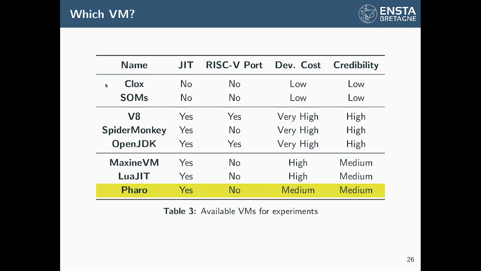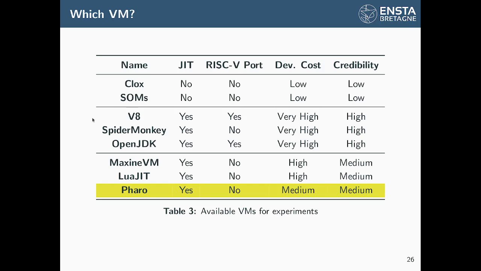If you read the book and follow along, you will have a VM in C that's able to understand the LOX language. The issue with these two is that they don't have a JIT and they don't have a RISC-V port. But basically the development cost would be low because they are quite simple. Again, the credibility would be low as well because they are not used in production anywhere at all.